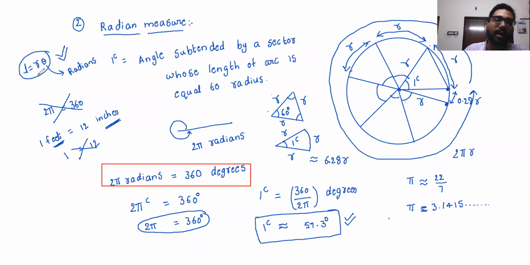So length of the arc L is equal to, so if we have this sector, in this sector we have length L, and this is theta, and this is R. So length of arc L is equal to R theta. Theta must be in radians. L and R are in distances, right? L is in centimeters and R is also in centimeters, but theta should be in radians. Theta cannot be in degrees. So L is equal to R theta. So whenever you use this formula, theta should be in radians.